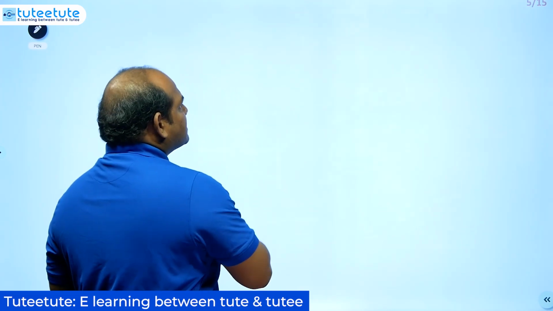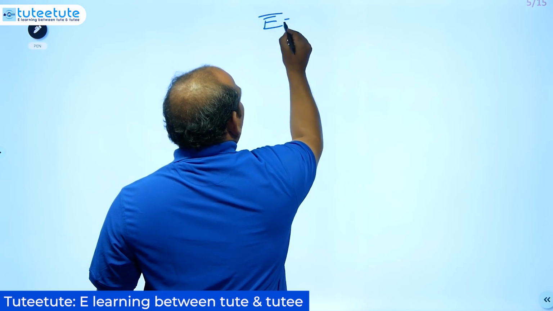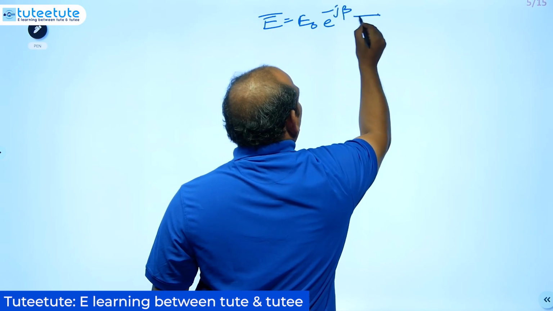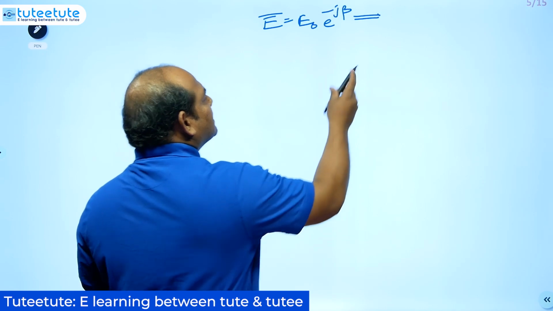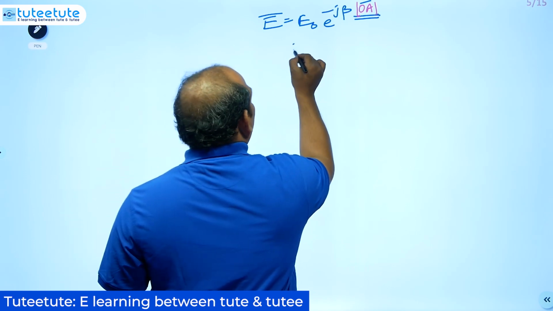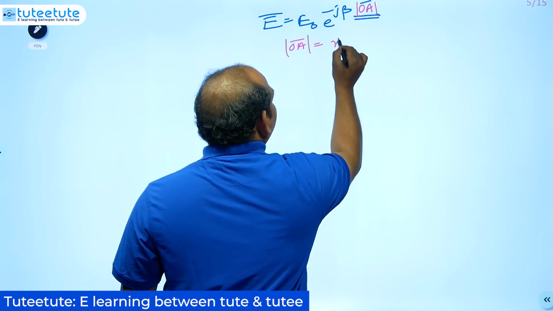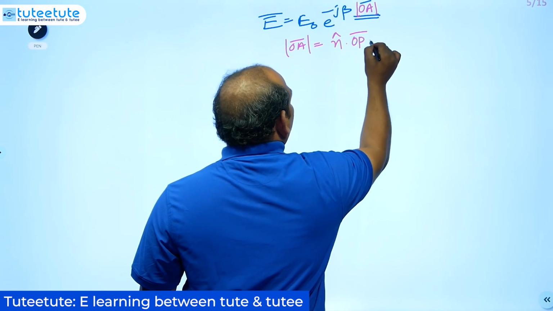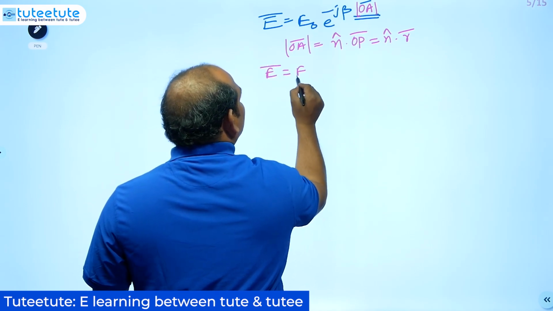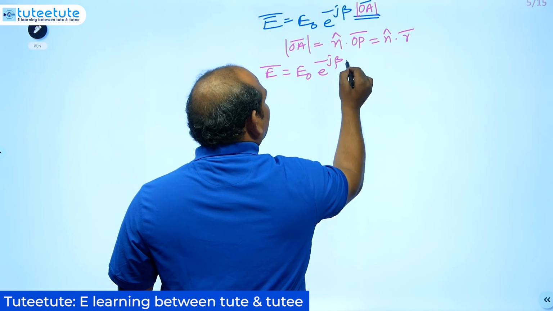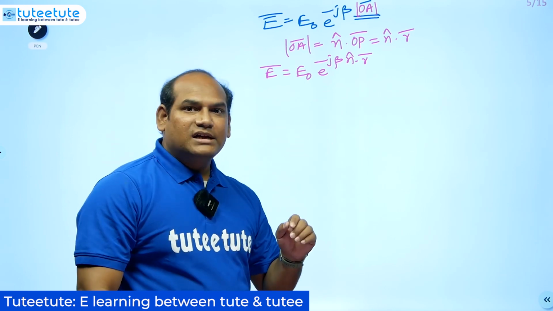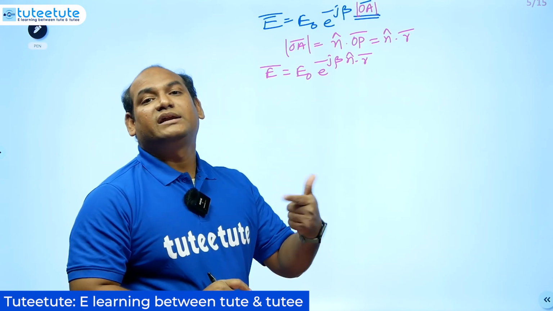With this analysis, now E bar is equal to E naught into e power minus j beta, and here we have to write the distance traveled by the wave. That one I have already taken as OA bar, and just now I told it is given by n cap dot OP bar, that is equal to n cap dot R bar. So substitute this here. OA bar is equal to E naught into e power minus j beta n cap dot R bar. In this way we are able to write the electric field equation for an arbitrarily traveling wave.